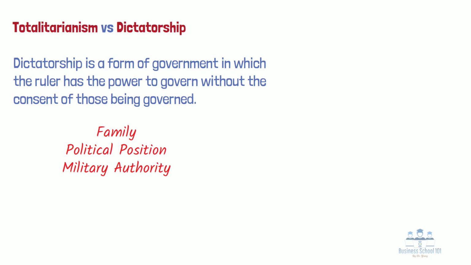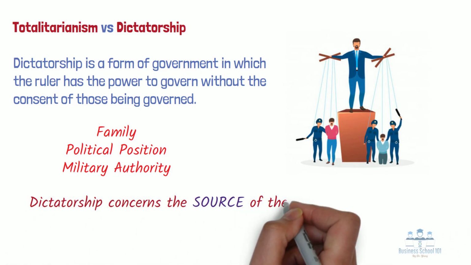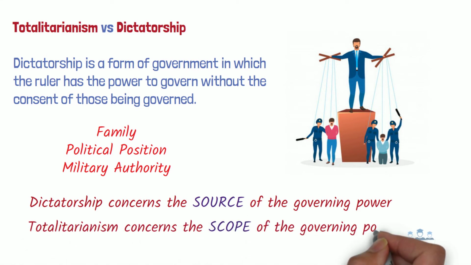Totalitarian governments are those that exert complete control over citizens. They regulate nearly every aspect of public and private behavior. Totalitarianism entails a political system in which the state recognizes no limits to its authority, and it strives to regulate every aspect of public and private life wherever feasible. In other words, dictatorship concerns the source of the governing power and where the power comes from, and totalitarianism concerns the scope of the governing power, or what the government is and the magnitude of its power.